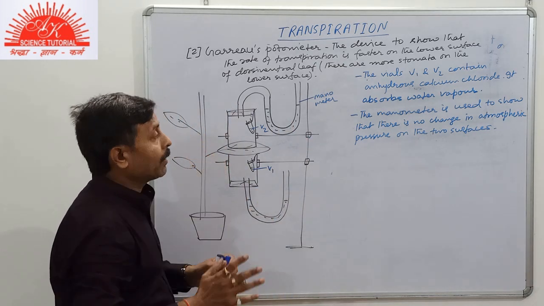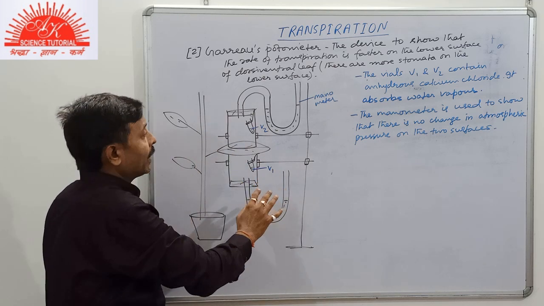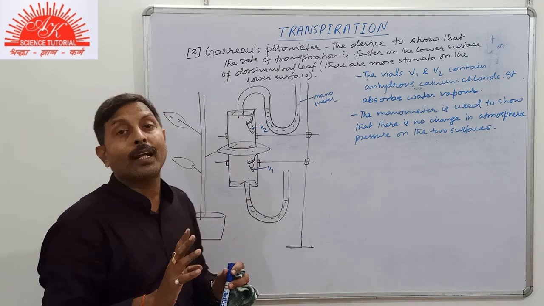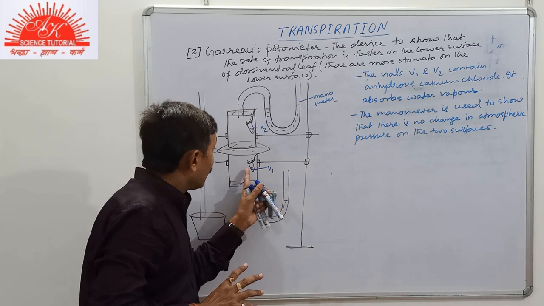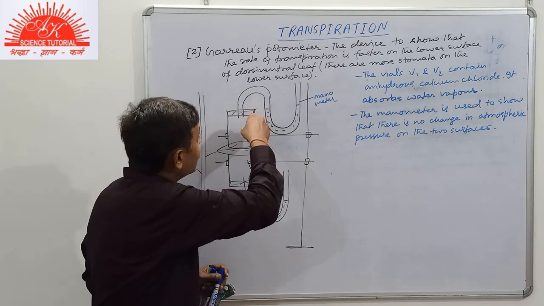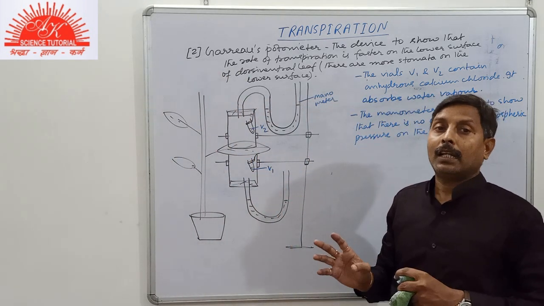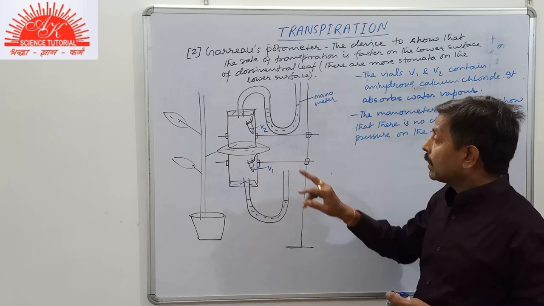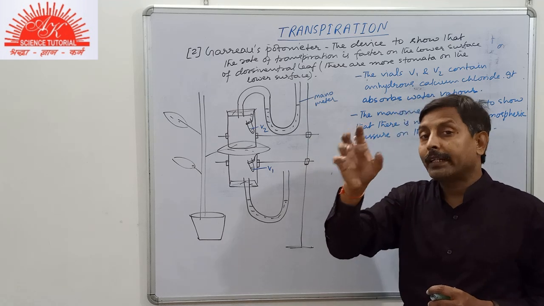Now how is the experiment conducted? Initially when we arrange this setup, we take anhydrous calcium chloride in vials V1 and V2 and weigh them, and then they are suspended inside. The setup is kept in sunlight for a few hours. After a few hours, the two vials are taken out and weighed again.